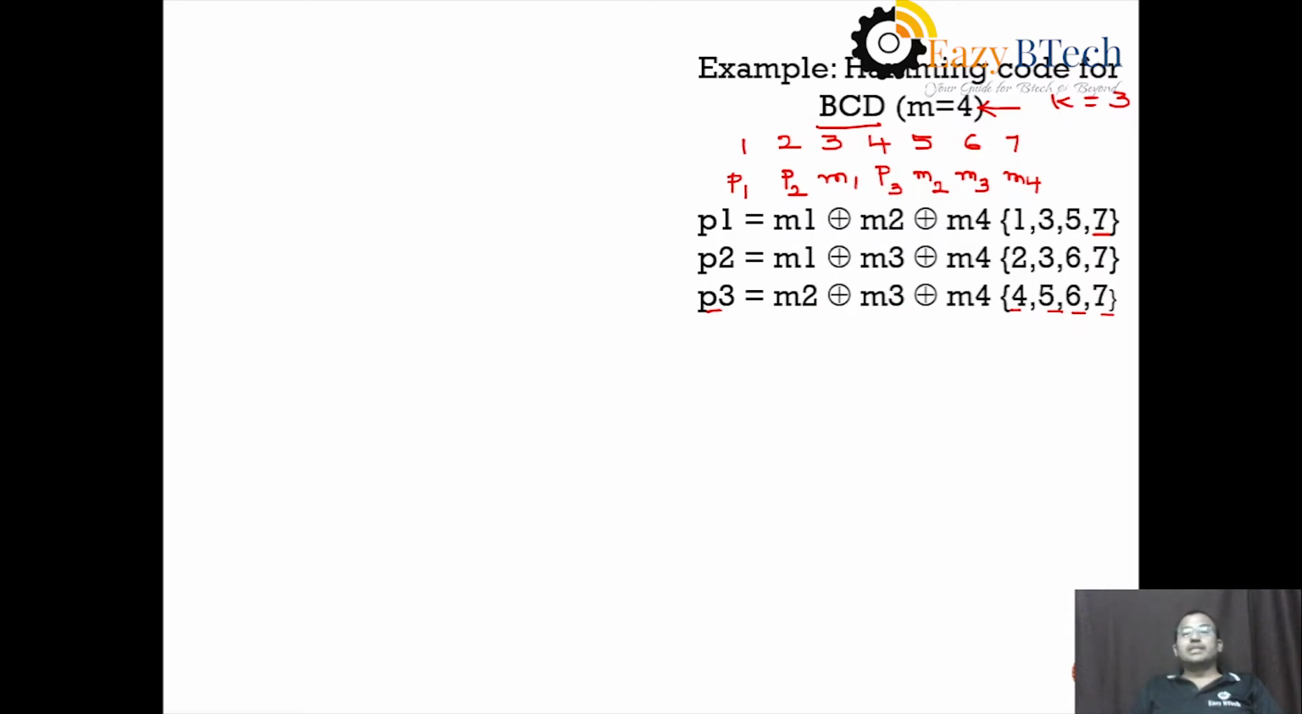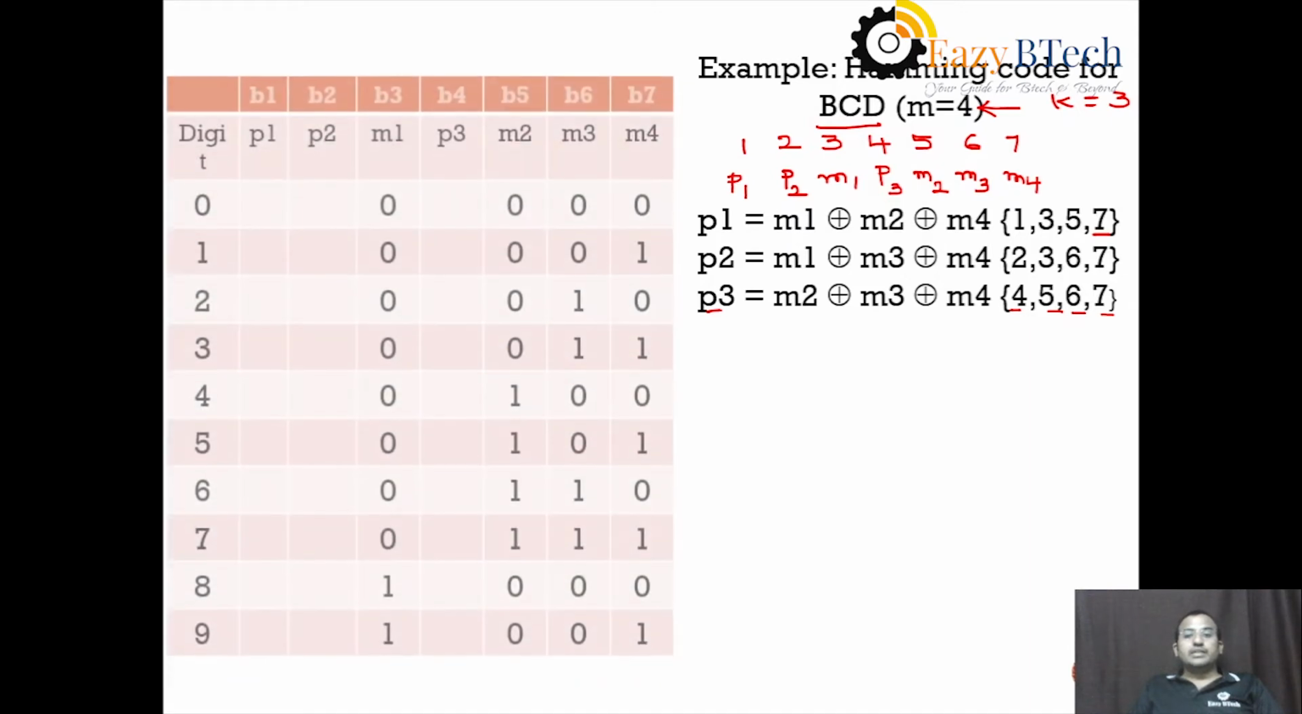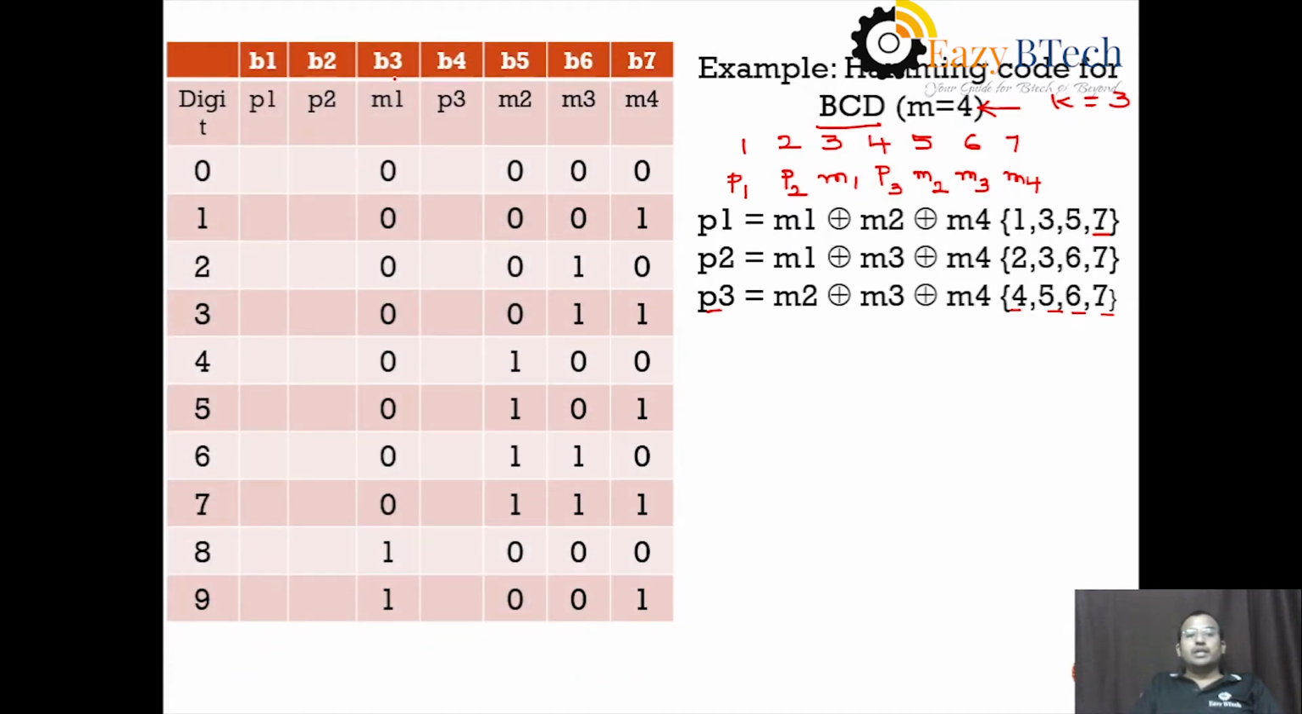So first I will represent the BCD code. I am placing the parity bits in positions bit 1, bit 2 and bit 4, and in the remaining positions 3, 5, 6, 7, I am placing the message bits. So this is the BCD code. For 0 it is 0, 0, 0, 0. For 1 it is 0, 0, 0, 1. So we'll have the BCD code from 0 to 9. For each BCD code I will calculate the corresponding parity bits P1, P2, P3.